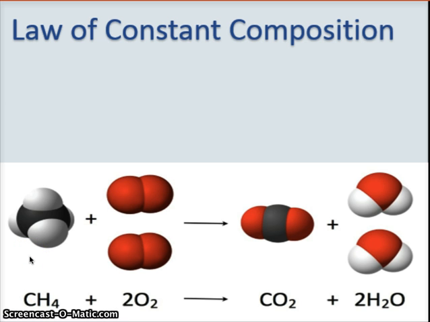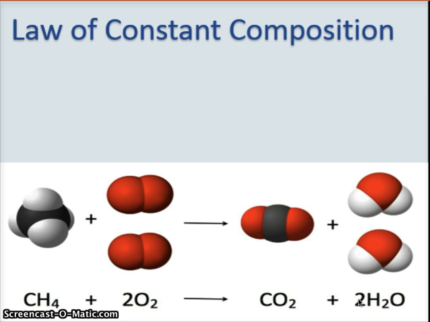There's always going to be a 4-to-1 ratio. The mass is going to be in a ratio. Let's look at water, for example. Water will always be a 2-to-1 ratio for hydrogen to oxygen. If you look at the number of atoms, a 2-to-1 ratio. However, the mass could also have a ratio.